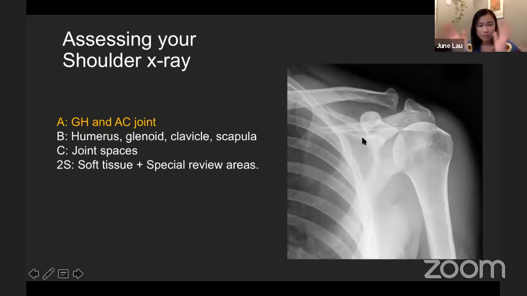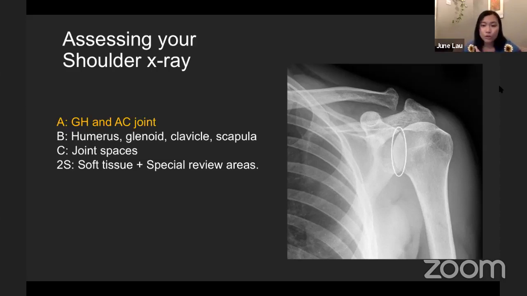And that's our anatomy. Okay, so we are going to start using ABC2S again. With A, we're checking for alignment, and mainly alignment of joints. In the shoulder, there's only really two joints. You've got your glenohumeral joint, and you've got your acromioclavicular joint.